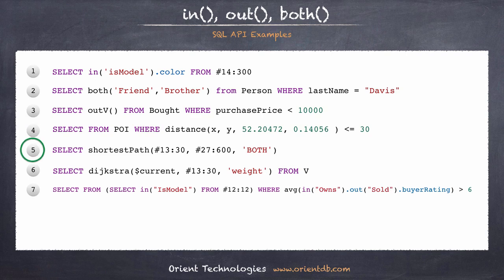5 returns the series of steps that make up the shortest path between records 1330 and 27600. 6 uses the well-regarded Dijkstra algorithm to find the least weighted path between each vertex in V and 1330. 7 finds cars of model type 1212 that have sellers with good ratings from other car buyers.